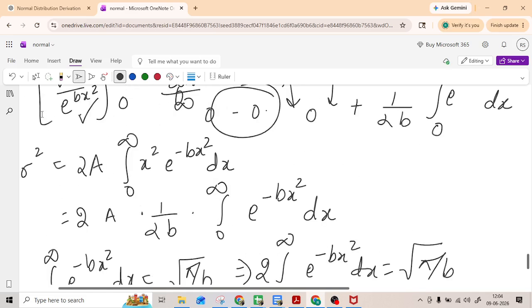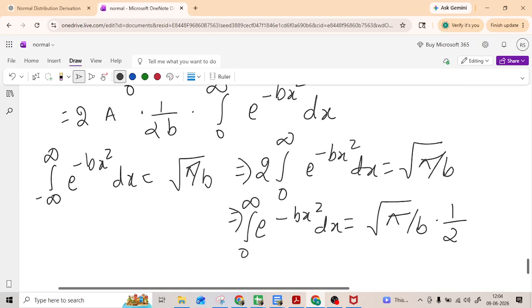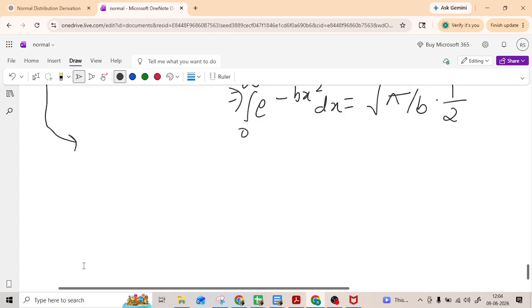We have sigma square. Now I'm coming from here. Let me also increase the space. I think this should be okay.